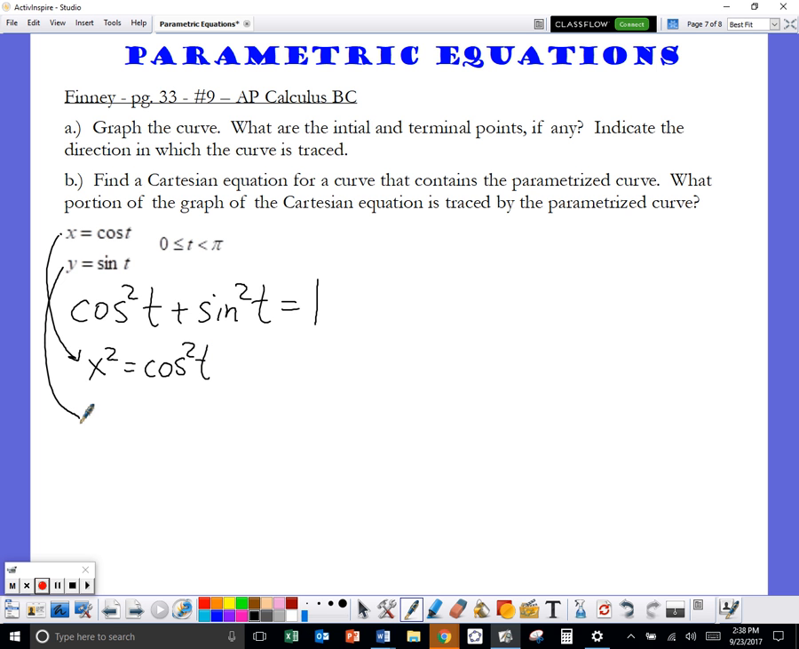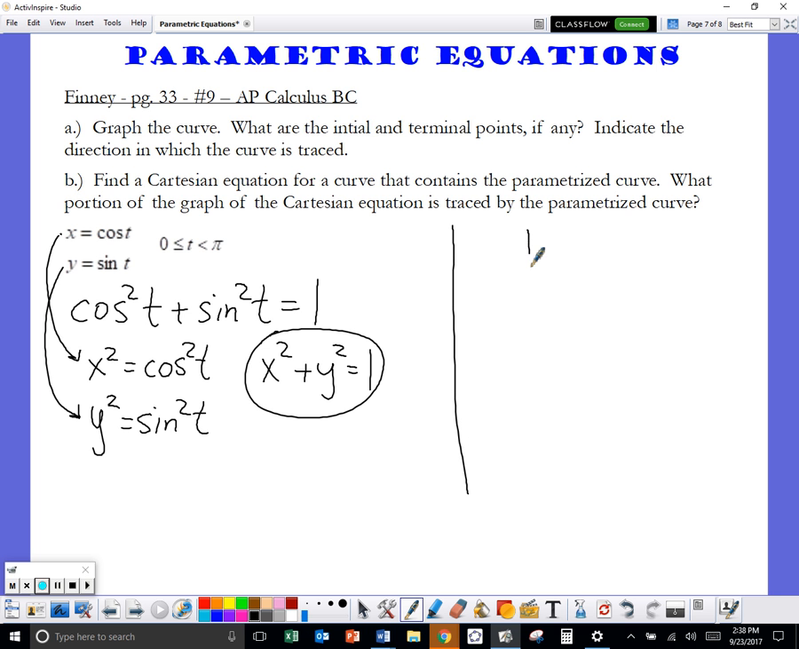Similarly, we're going to square both sides of this equation, and y squared is equal to sine squared. With a simple substitution for cosine squared and sine squared, we have the curve x squared plus y squared equals 1. And this is the circle with center at 0, 0 and a radius of 1. This is the unit circle. So, moving on from that, it says that we need to find the initial and terminal point.